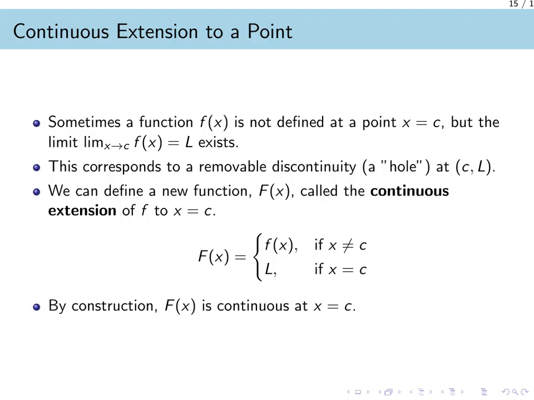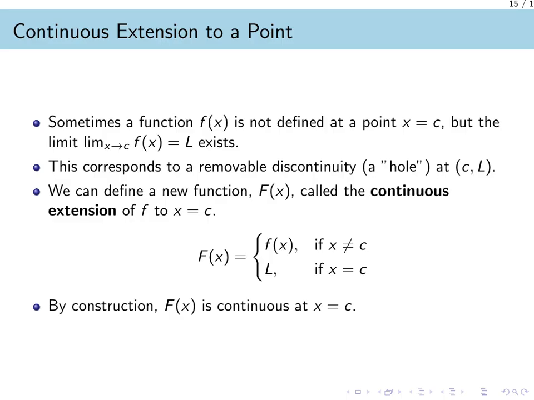We can often repair a function that has a single point missing by creating what we call a continuous extension. This situation arises when a function, f of x, is undefined at a point, let us say x equals c, but the limit as x approaches c does exist and equals a finite number L.